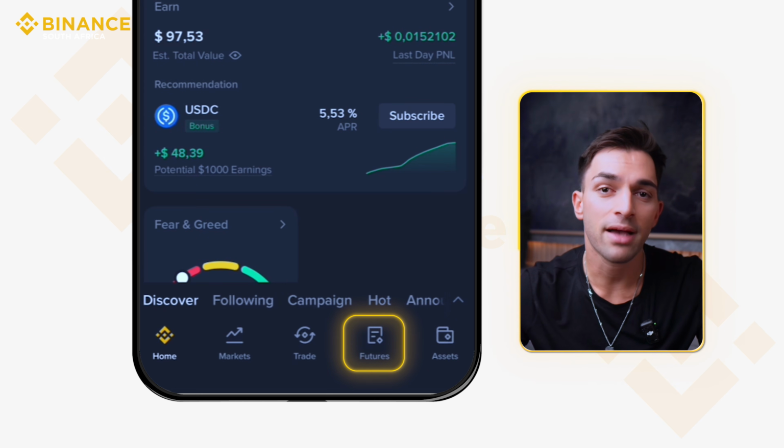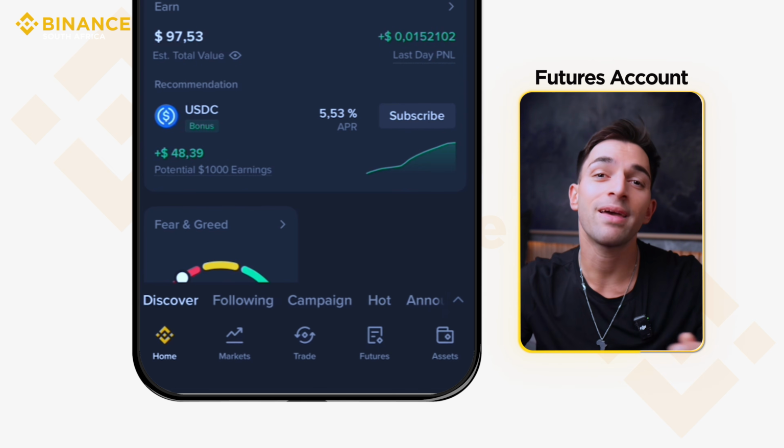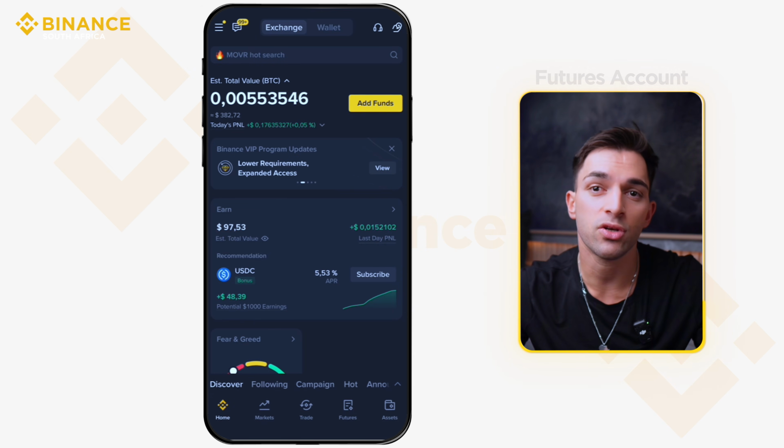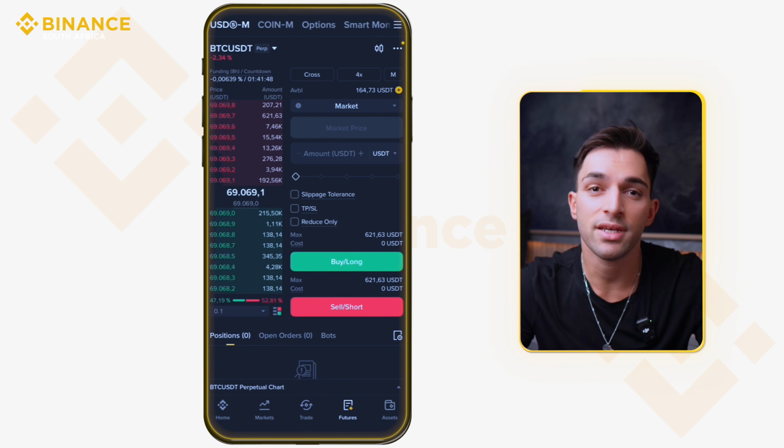If this is your first time accessing futures, Binance will ask you to activate your futures account. We've made a dedicated video showing you how to activate your account. I will leave a link to it in the description below. Once that's done, you'll be taken to the futures trading interface.